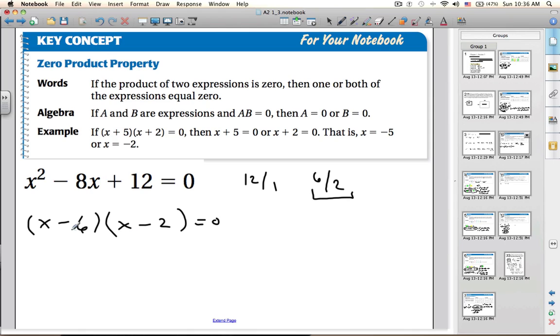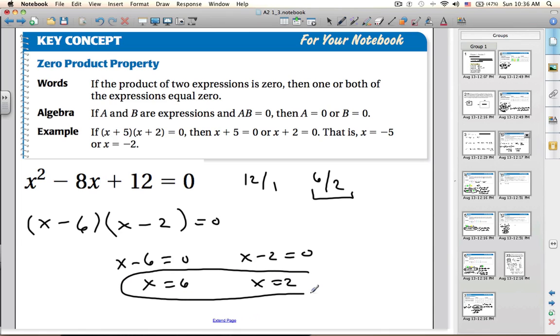And now I factored this. So what this says is that this quantity, x minus 6, times this quantity, x minus 2, equals 0. If it equals 0, then either x minus 6 equals 0 or x minus 2 equals 0. So if I take each of them and I set them equal to 0, and I solve them, in this case x is equal to 6, in this case x is equal to 2, I will find the two solutions to my quadratic function.